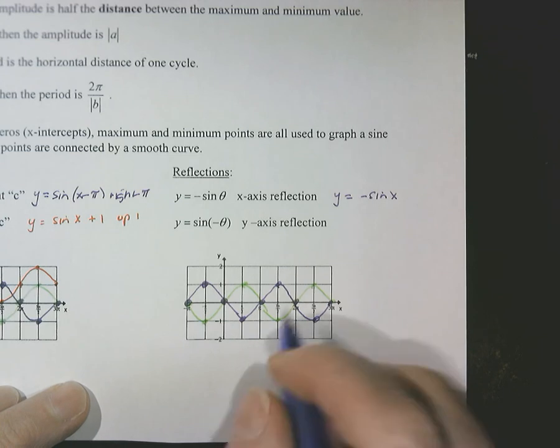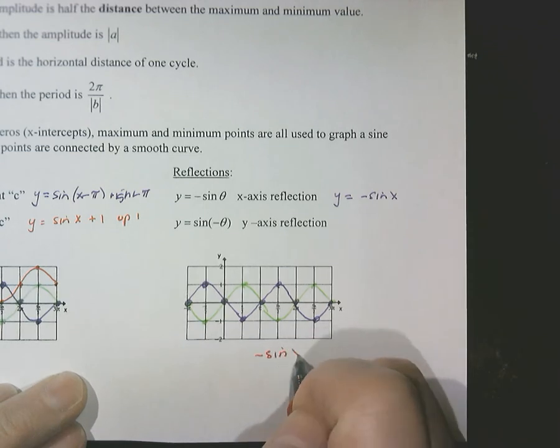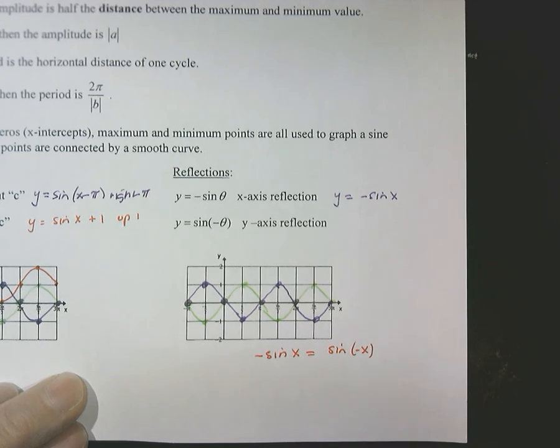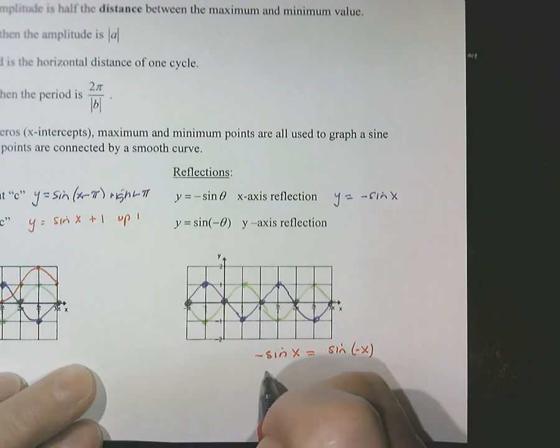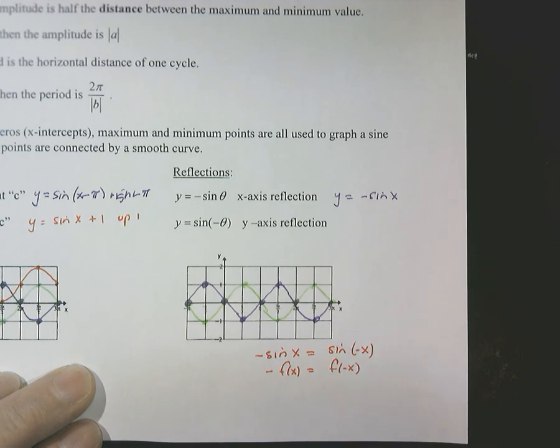So in that case, I would have negative sine x is going to equal sine of negative x. And we've not talked about it a lot this year, but in other years we do. So negative f of x equals f of negative x. That means it's an odd function, and it has origin symmetry.